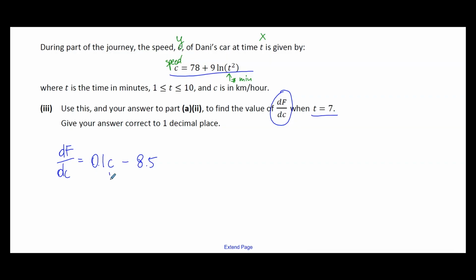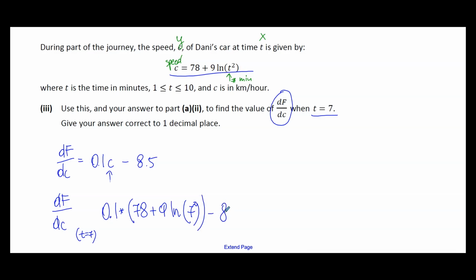Now the problem we are having here is that our variable here is not t, it is c. But what do we know about c? That's the c. So that means if I am looking, and yes, you can do that as a separate calculation or just in one go. So we are saying 0.1, oh, that's not 1. So 0.1 multiplied by c, and that's what the c is, 78 plus 9 ln, and instead of t, now we are putting 7 to the power of 2 minus, close the bracket, minus 8.5.